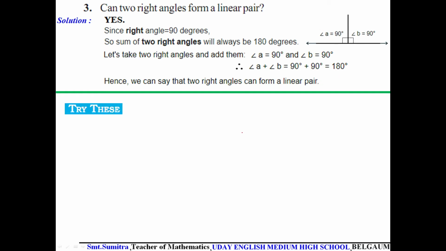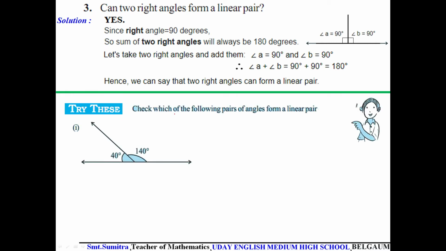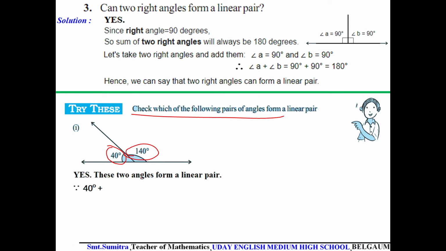Let us try a few simple examples. Check which of the following pairs of angles form a linear pair. To check whether the angles form a linear pair or not, I will add 40 degrees and 140 degrees. The answer is 180 degrees. 40 degrees plus 140 degrees is 180 degrees. Therefore the two angles form a linear pair.